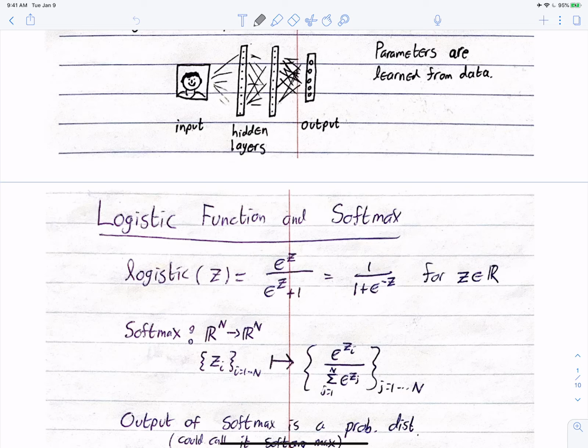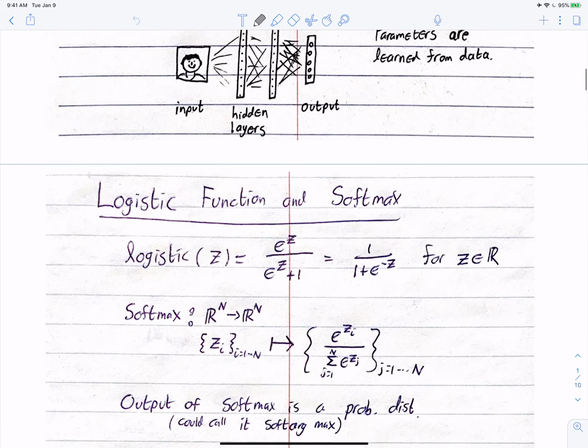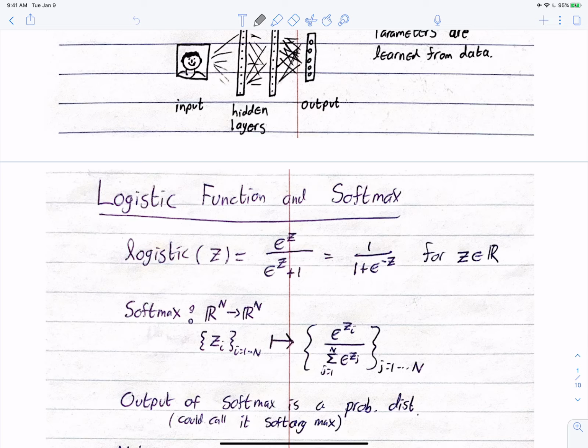And these z_i's, again, can be any real value, positive or negative, large or small. And so the ith component of the output of softmax is e raised to the z_i over the sum over all j of e raised to the z_j. And so you can verify that this is indeed a probability density because all of these are non-negative and they add up to 1. And what we see is that the output of a softmax is a probability distribution.